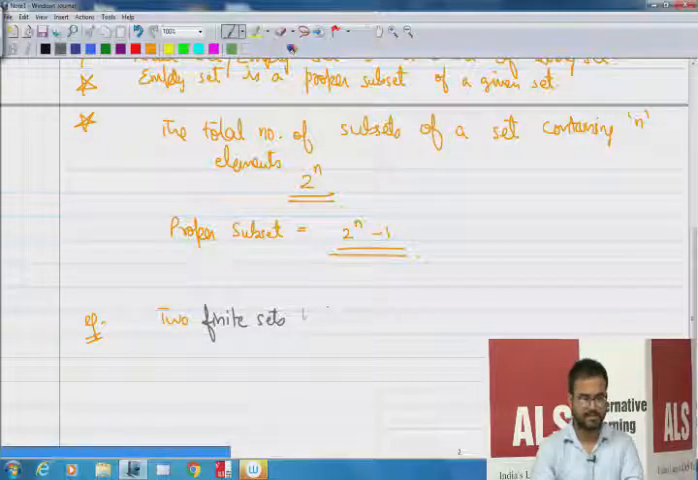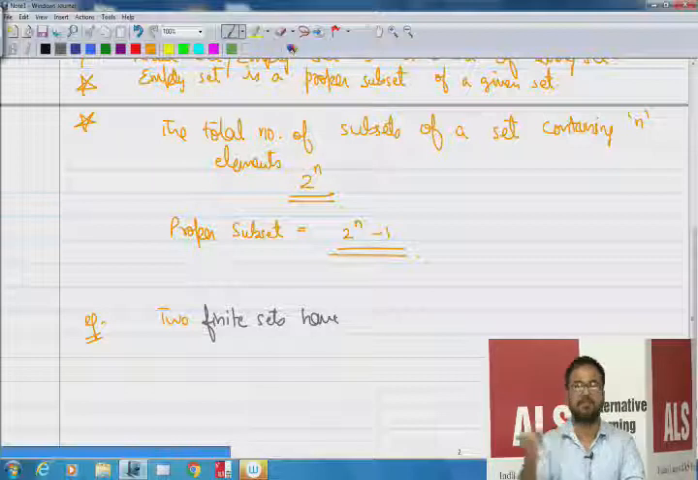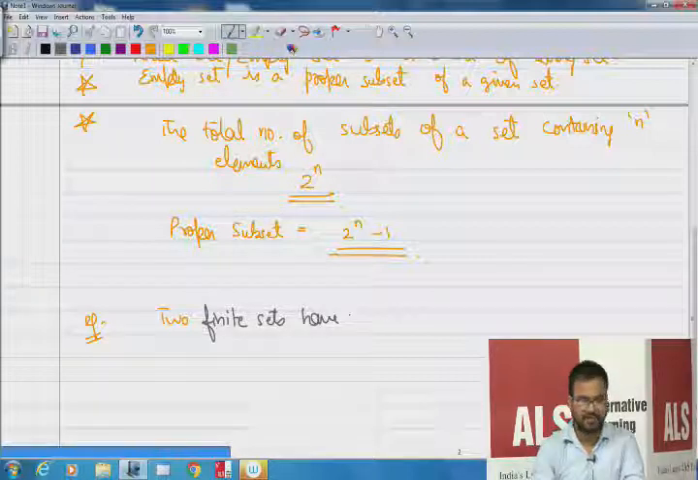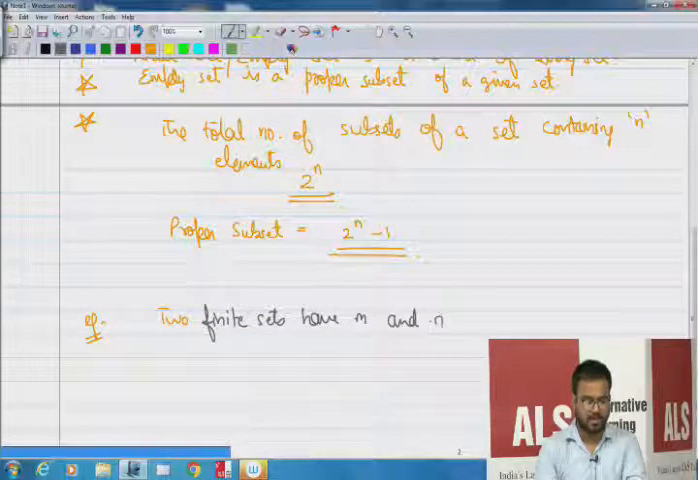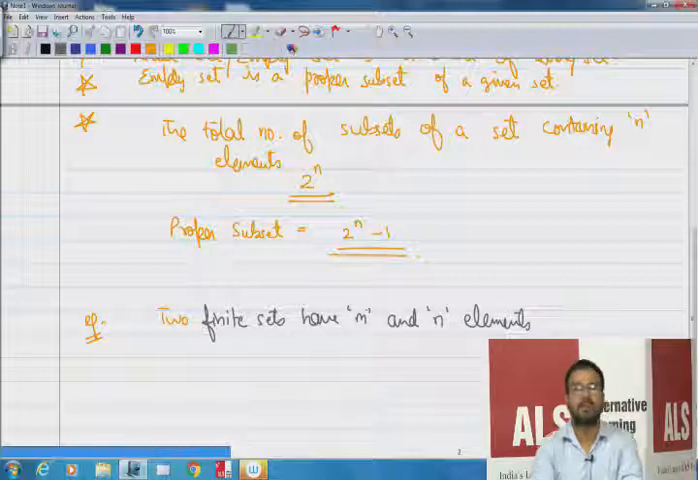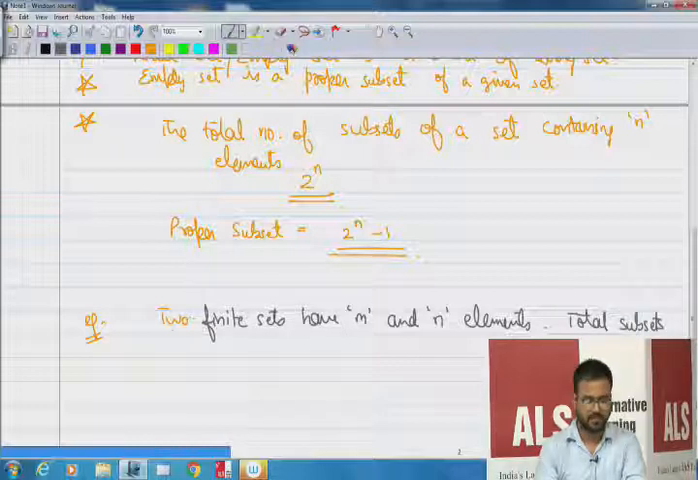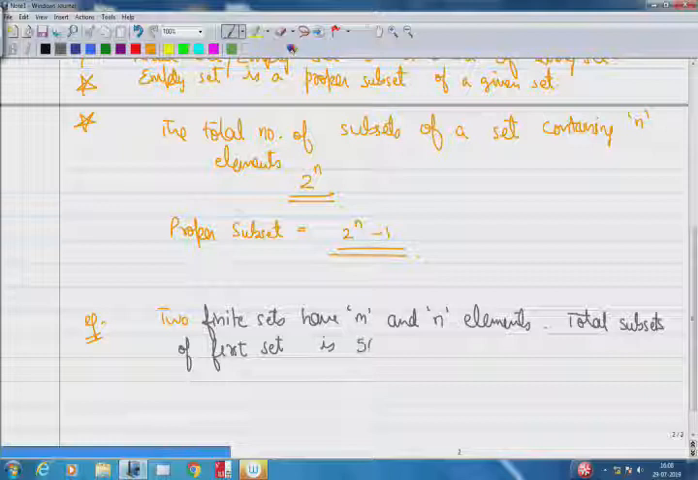Two finite sets, which have a fixed number of elements which we can count. Two finite sets have m and n elements. In one set there are m elements, in another set there are n elements. Total subsets of the first set is 56 more than the second set. Find m and n. So this is the example.